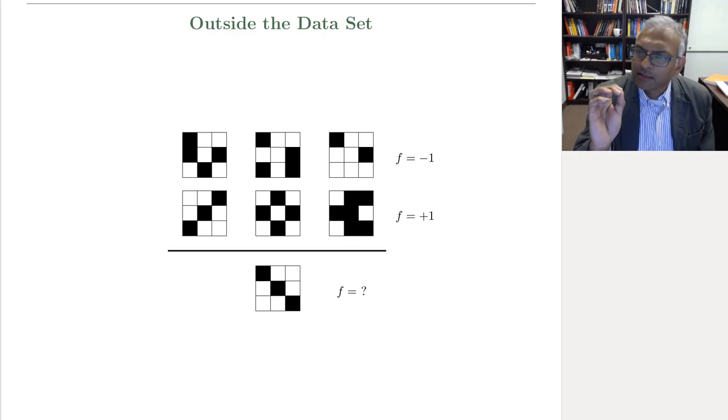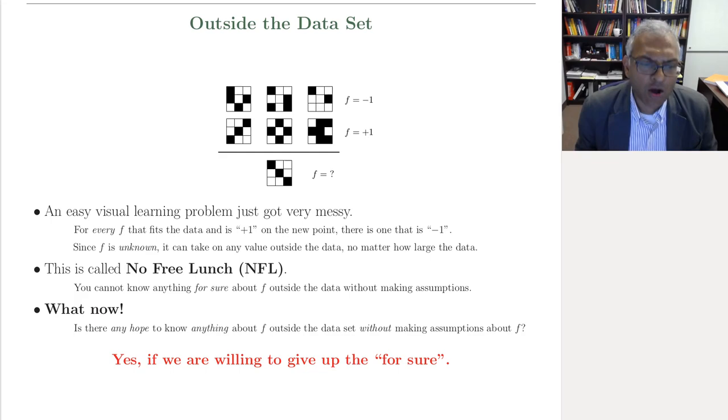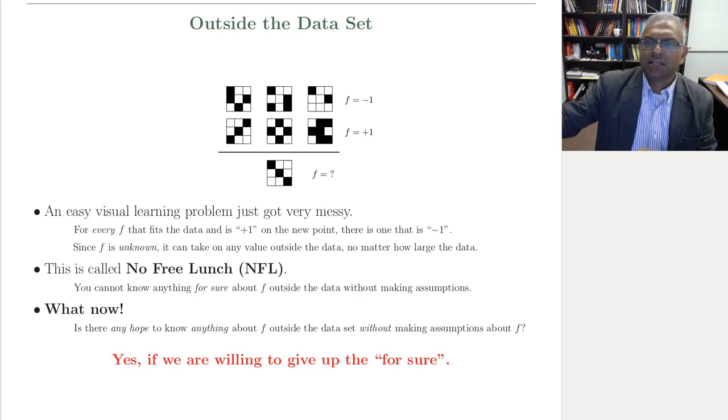So let me summarize. We have a very simple problem, but it got very messy. Humans cannot agree on what is the right value of f outside the data, and that's because either value of f is equally consistent with the data. That's sometimes called no free lunch. So what now? This raises the question, if f is truly unknown, is there any hope whatsoever that a finite data set can help us to know anything about f outside the data? If it can truly take on either value outside the data, then how does the data help?